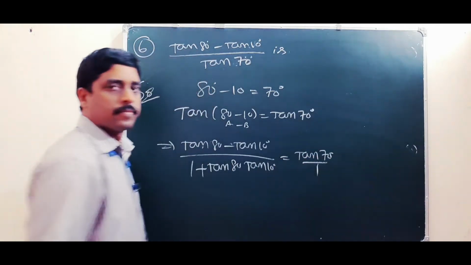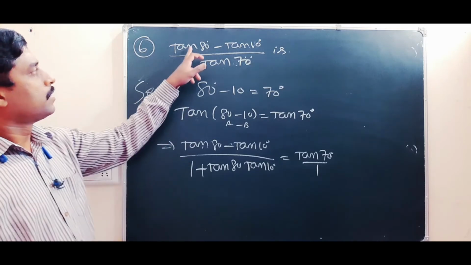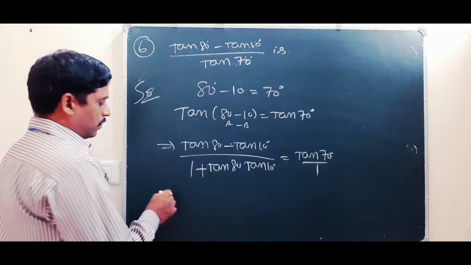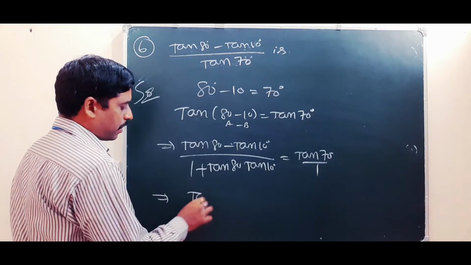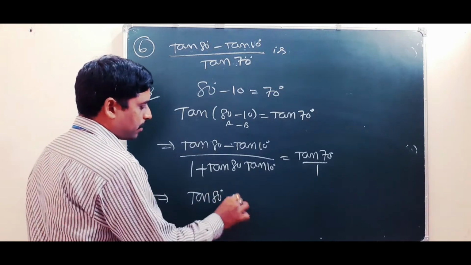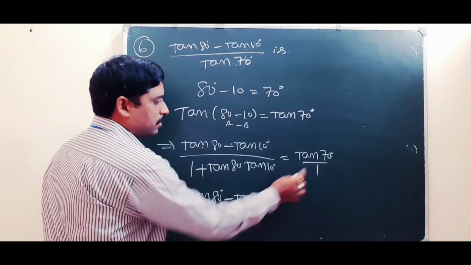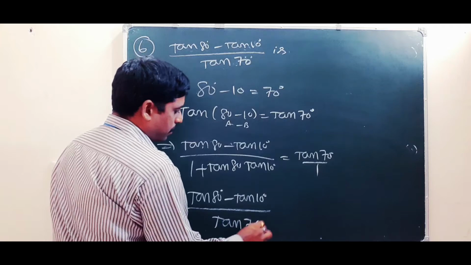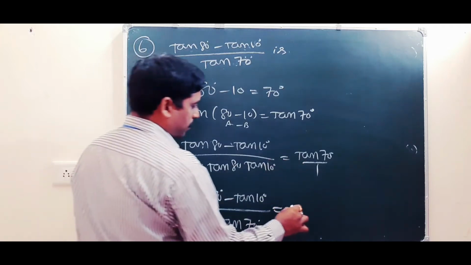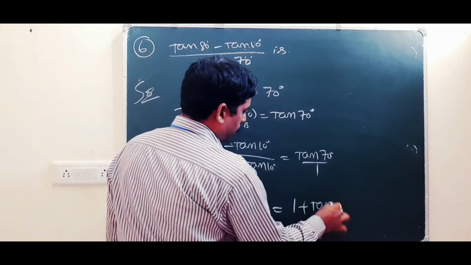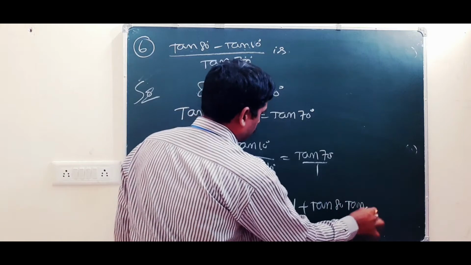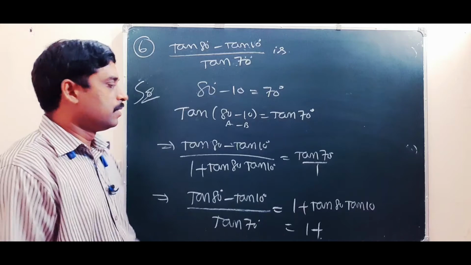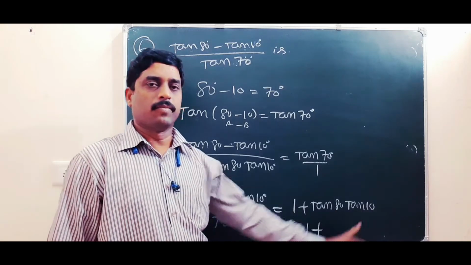Okay. But what is our target? Tan 80 minus tan 10 by tan 70. So tan 80 minus tan 10, the tan 70 brings left side on divide. Okay, this value brings left side: 1 plus tan 80 into tan 10. So 1 plus, this is a statement, tan 80 into tan 10 value 1.